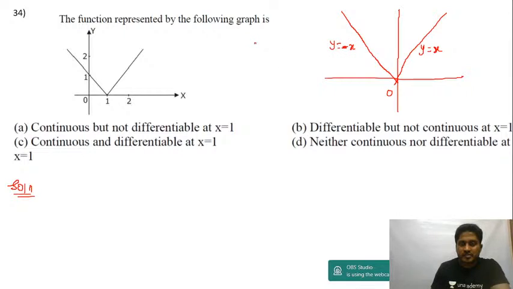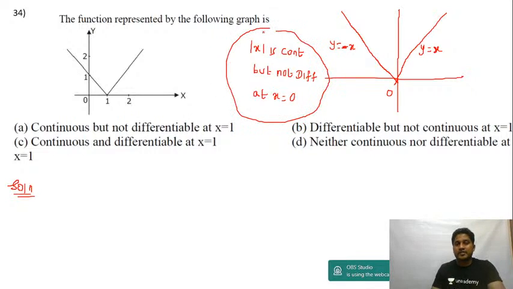We all know that mod x is continuous. There's no break in the graph. Mod x is continuous but not differentiable at x equal to 0, because you get a sharp edge. If you get a sharp edge, obviously it is not differentiable. Mod x is a V-shaped graph and you get a sharp edge at 0.